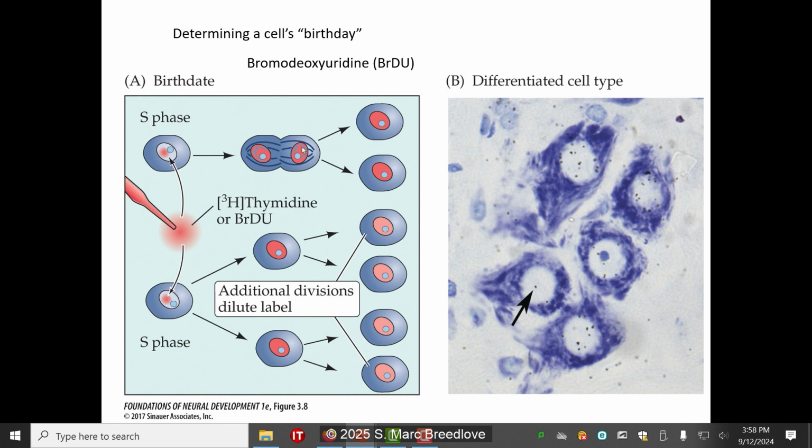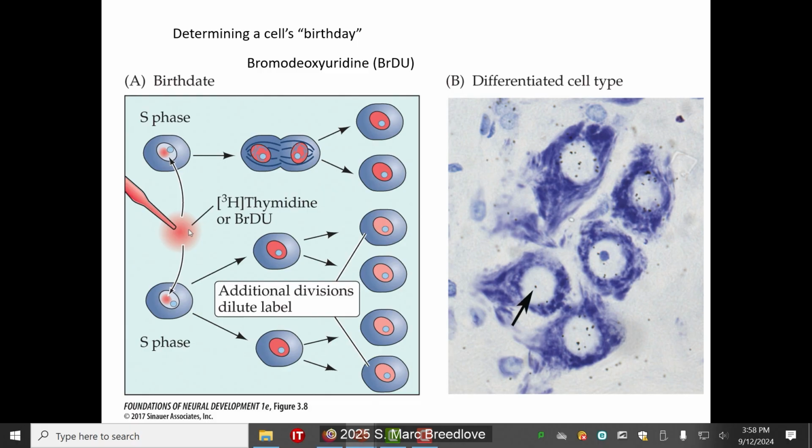In other cases, in other animals, say like leeches, you can't do this in C. elegans because their cells are too small. But in leeches, for example, they have really big cells that are dividing, and so you might inject a marker, like a fluorescent marker. And if a lot more divisions happen in the cell you injected, the marker will get diluted. But if only a few divisions happen, then you can keep track of that fluorescent marker and see what its offspring became.